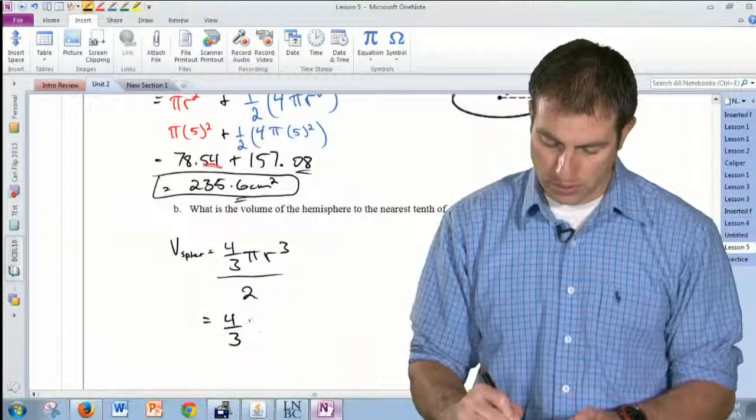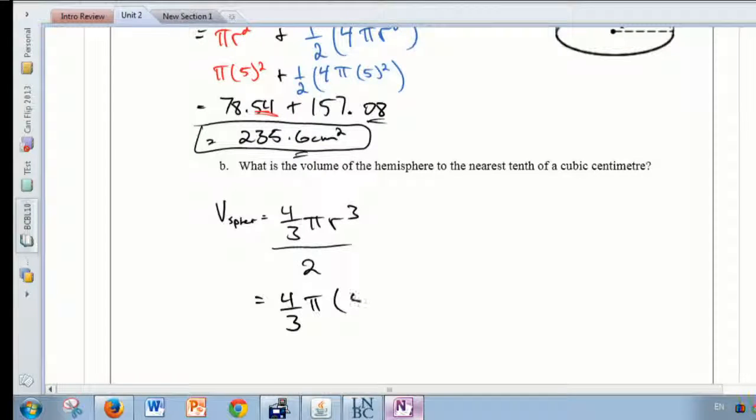So I have 4/3 times pi. In this case, my radius is 5. And then once I've figured out all of that, I'm just going to divide it all by 2. So, again, you might not have a cube button in your calculator, so you're going to go 5 times 5 times 5, which is 125. Order of operations says we should do our exponents first, and then I'm going to multiply that by pi, and then I'm going to multiply it by 4, and then I'm going to divide by 3 at the end.